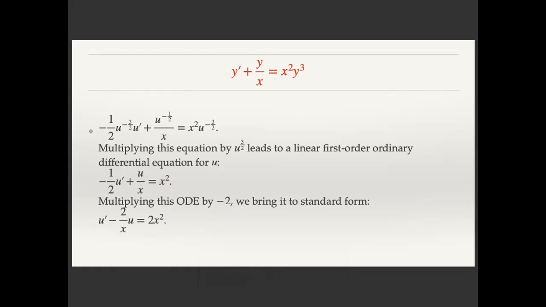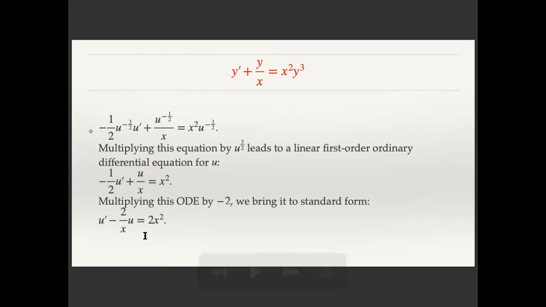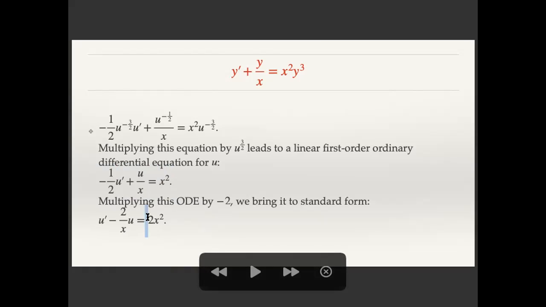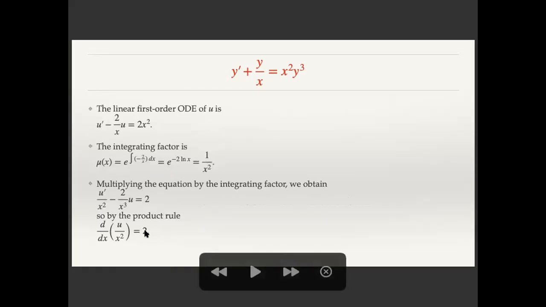Now we multiply both sides by minus 2, and we get u prime minus 2 over x. So this is because we multiplied by minus 2. So minus 2 times u over x is equal to minus 2 over x times u. And then looks like I forgot to write a minus sign here. So whatever, you can assume that this is minus 2x squared. And I'll correct the slides afterwards. So u prime minus 2 over x times u is equal to minus 2x squared.